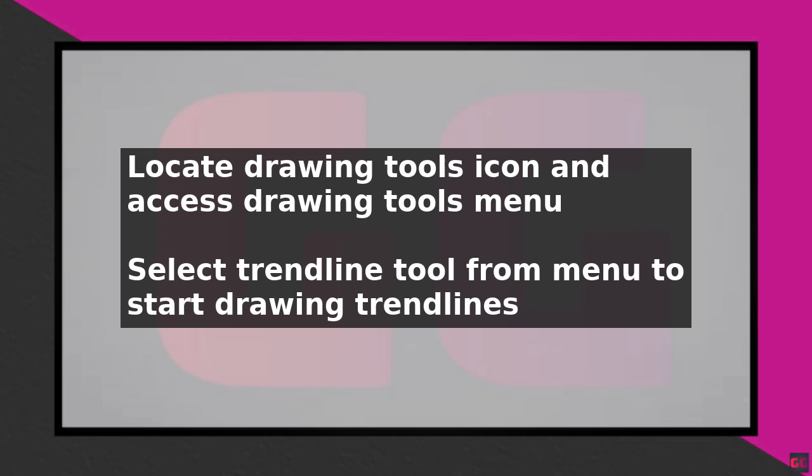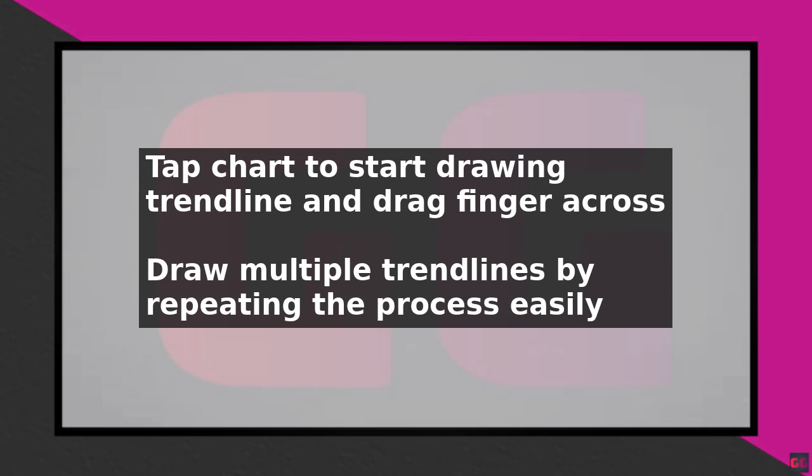To draw a horizontal trend line, tap on the chart at the level where you want to draw the trend line. Then drag your finger horizontally. To draw a diagonal trend line, tap on the chart at the starting point. Then drag your finger to the ending point.